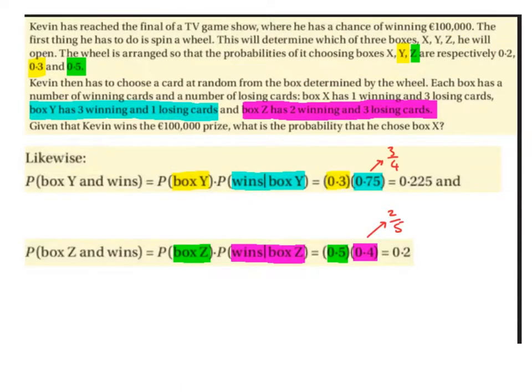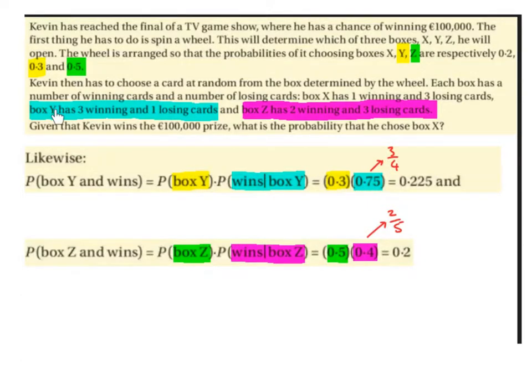So likewise, the probability of box Y and winning is going to be the probability of box Y multiplied by the probability of winning given box Y. The probability of box Y, we're told in the question, was 0.3. And the probability of winning given box Y is going to be 0.75, which is 3/4. So we got this from here.